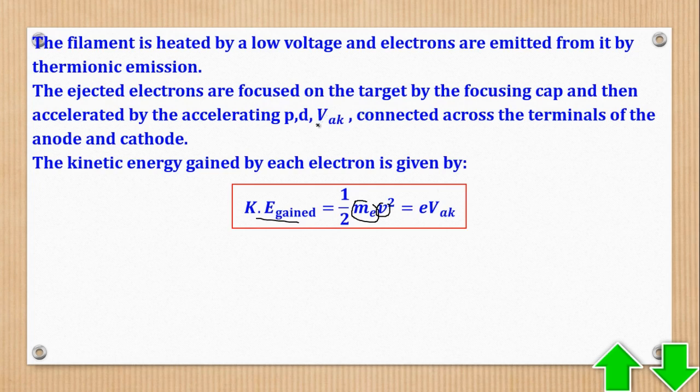Or if you know the accelerating potential, then you can use this formula. This is what we call electrical work done. Where e is the electronic charge or charge of an electron, and this V_AK is the accelerating PD. So when you know the accelerating PD and they ask for kinetic energy gained, you can use this formula. But if you know the velocity, you can use this formula. If you also know this accelerating PD and that's for the velocity, you can just equate these two and make v the subject. So you shall see that in the calculations part of it.